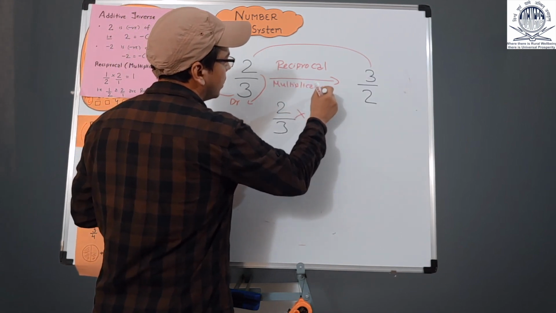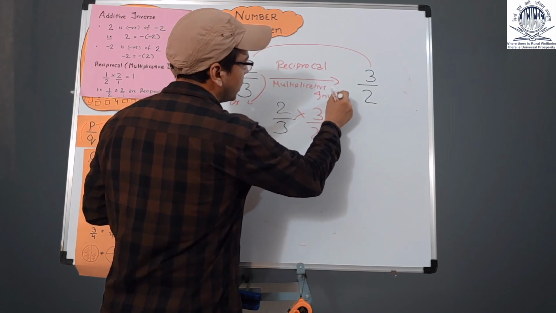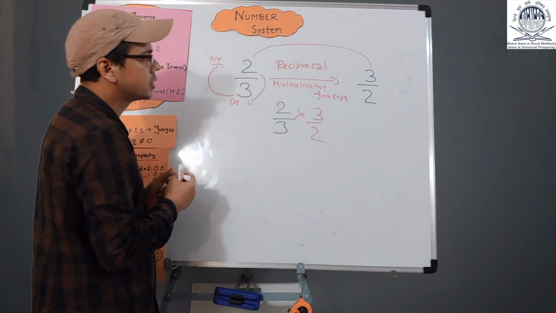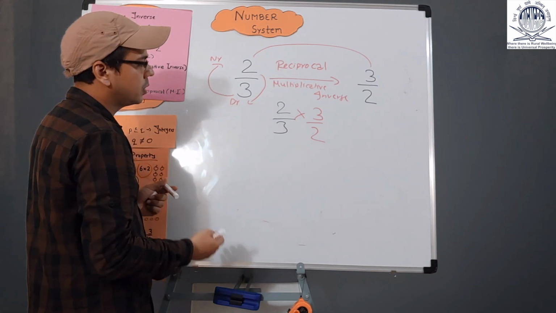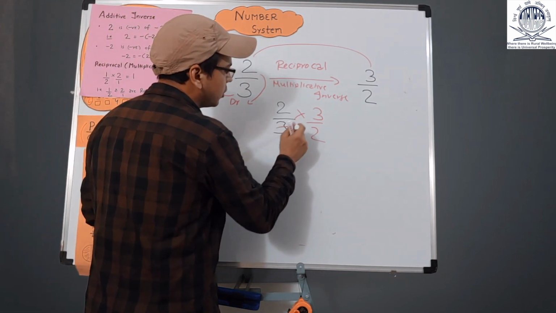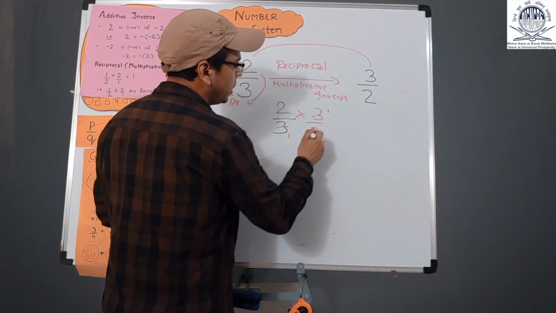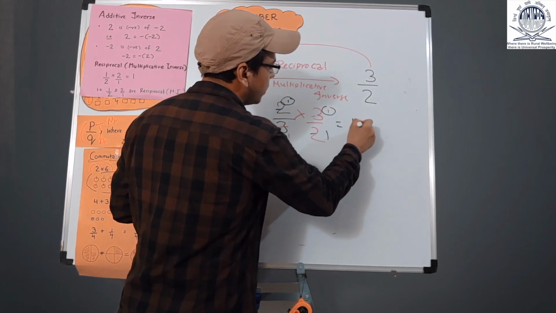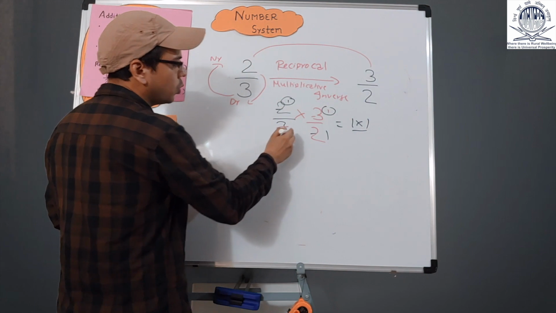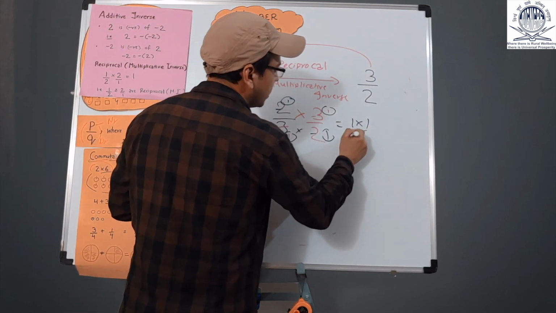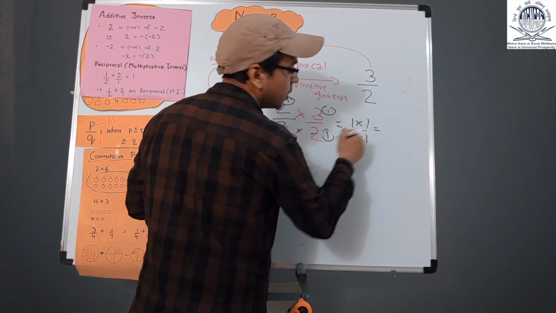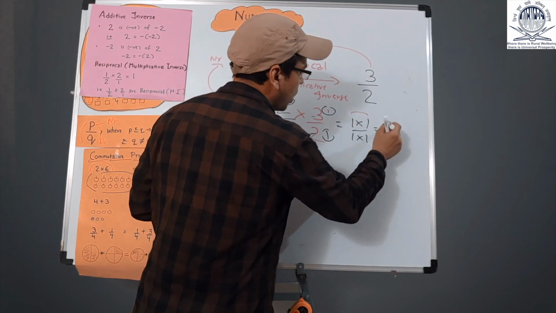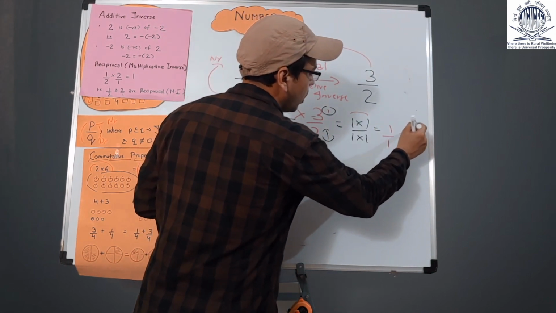Multiplicative inverse. So if you multiply a number with its multiplicative inverse, or its reciprocal, the final answer is 3 ones are 3, 2 ones are 2. So 1 into 1 is in the numerator, 1 into 1 is in the denominator. What do you get? You get 1 by 1, ultimately you get 1.